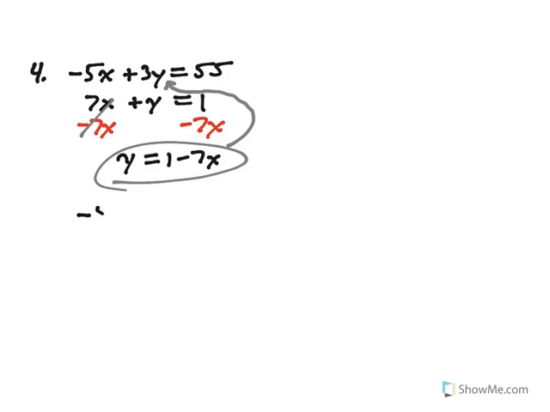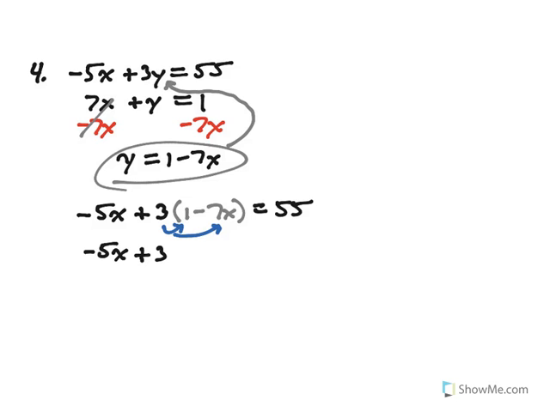All right? So we have minus 5x plus 3. And then we're going to substitute that with 1 minus 7x. That's going to equal 55. Okay? And all we got to do now is just distribute the 3 over the parentheses so we can eliminate them. And then, of course, 3 times 1 is 3. 3 times minus 7x is minus 21x. All right? And that's going to equal 55.